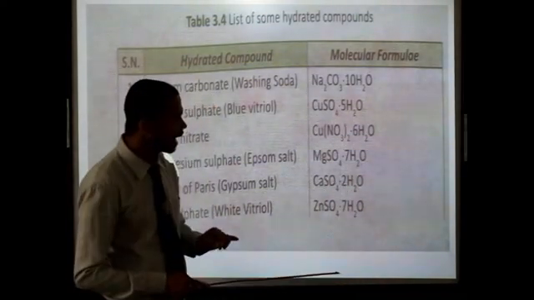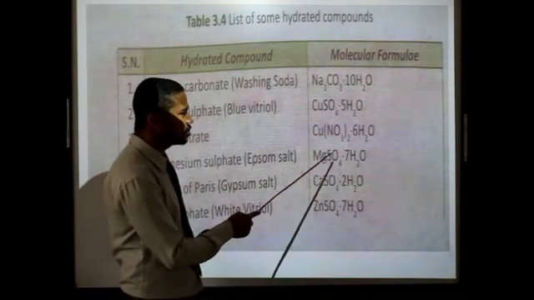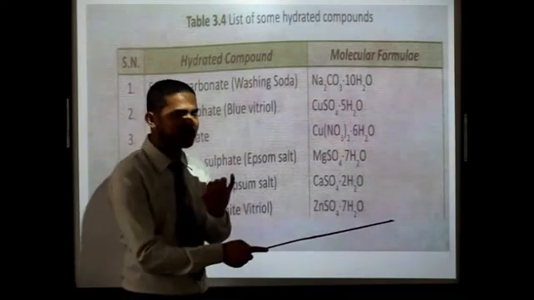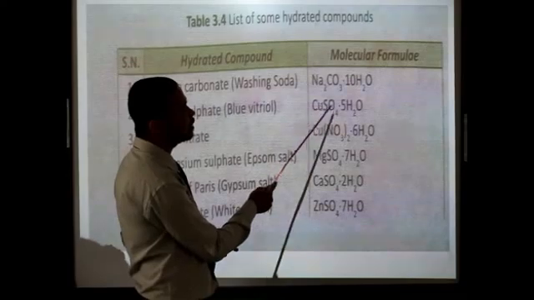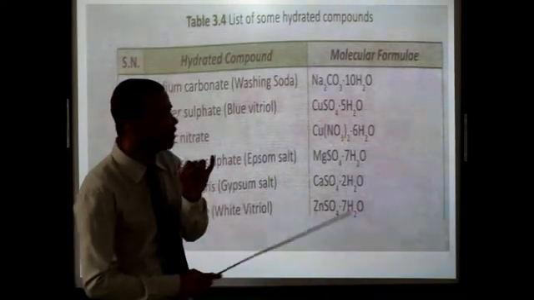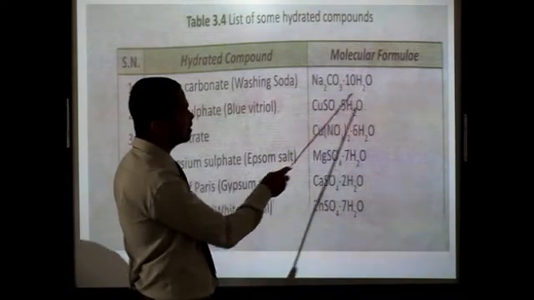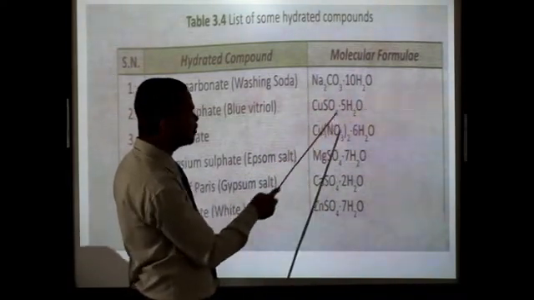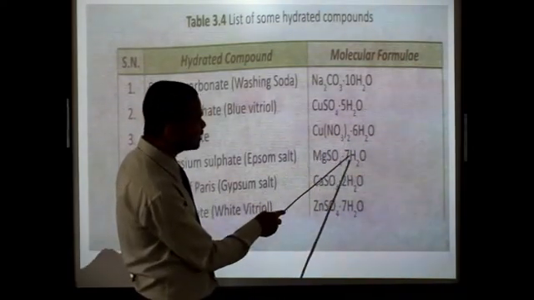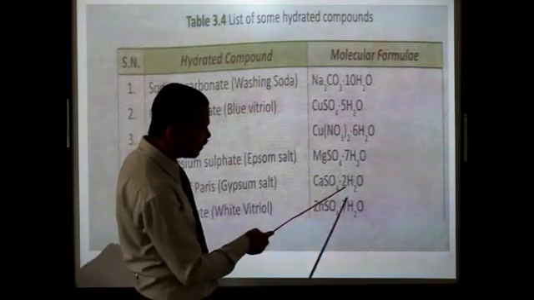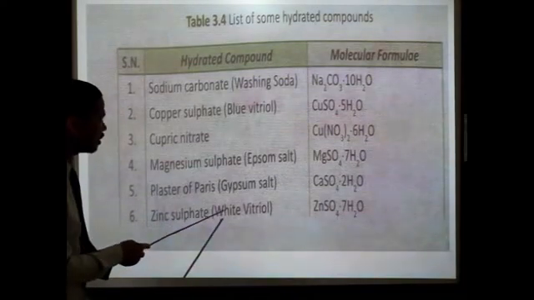CaSO4.2H2O, calcium sulfate dihydrate. Magnesium sulfate heptahydrate, hepta means 7. Cupric nitrate hexahydrate. Copper sulfate pentahydrate. I am saying the chemical names: sodium carbonate decahydrate, copper sulfate pentahydrate, cupric nitrate hexahydrate, magnesium sulfate heptahydrate, calcium sulfate dihydrate. Then zinc sulfate is called white vitriol.